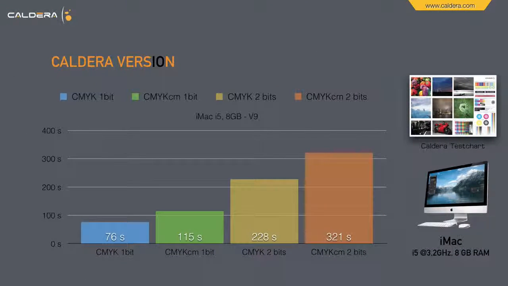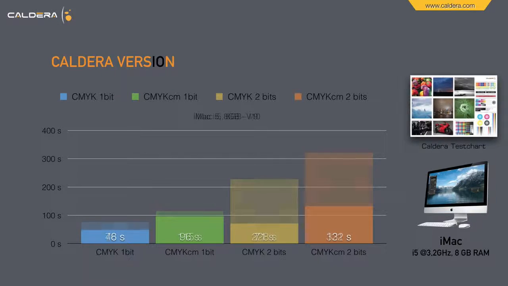So let's see some benchmarks for some different hardware setups. First we see an iMac i5 3.2 GHz with 8 GB RAM. We ripped the Caldera test file in 4 and 6 colors CMYK in 1 and 2 bits. Here you see the achieved ripping times in version 9. And here the much quicker rip times in version 10.